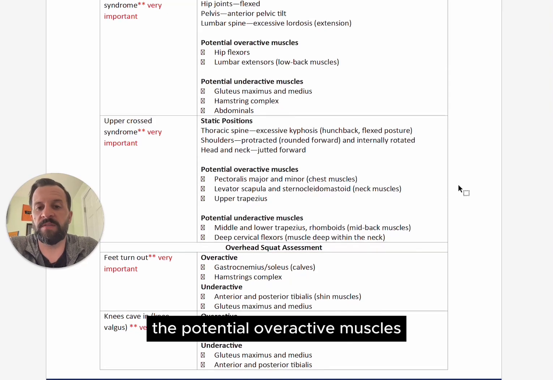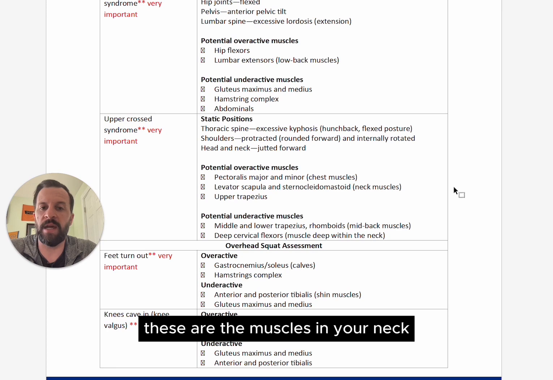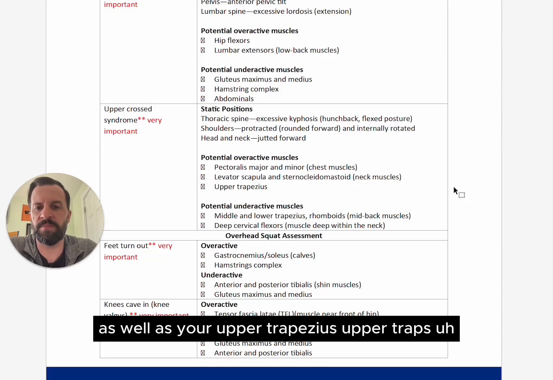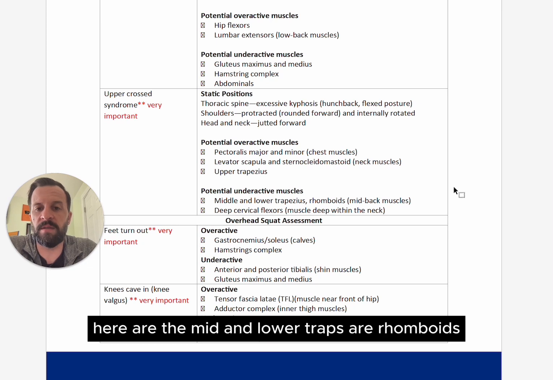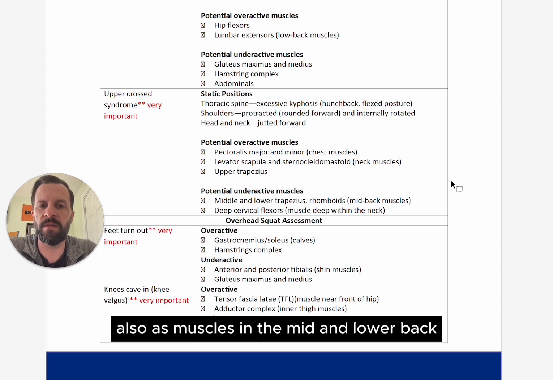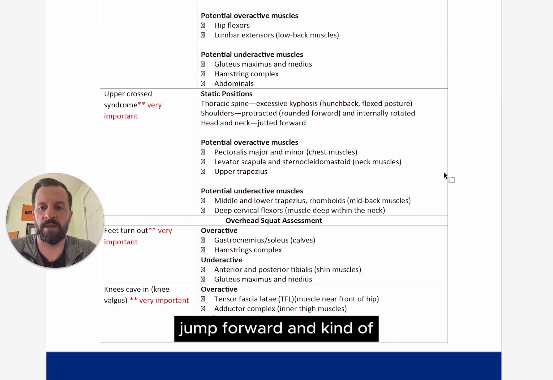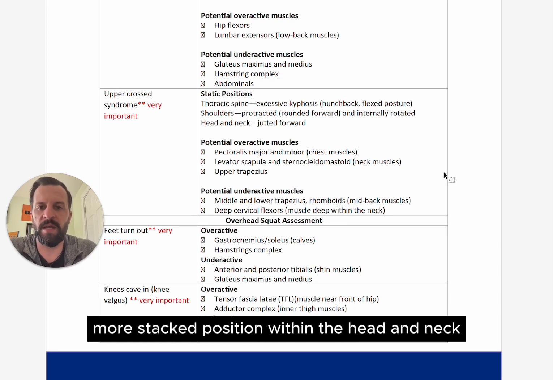The potential overactive muscles in this position would be your pec major and minor, so your chest, your levator scapulae and sternocleidomastoid. These are the muscles in your neck that potentially will be drawing your head forward, as well as your upper trapezius, upper traps. Potentially underactive muscles that we'd like to strengthen here are the mid and lower traps, our rhomboids, so those muscles in the mid and lower back, as well as our deep cervical flexors, muscles deep within the neck that help keep the head from jutting forward and let us pull that back into somewhat of a double chin, more stacked position within the head and neck.